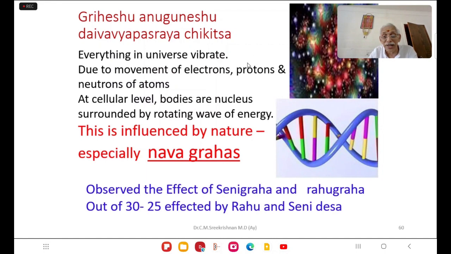As per that, I observed the effect of Shanigraha and Rahugraha. I had 50 patients that I documented, especially psoriatic patients. Out of that, 25 were affected by Rahu and Shanigraha. I advised them some simple changes, and that was very effective. So that is the important gradation.